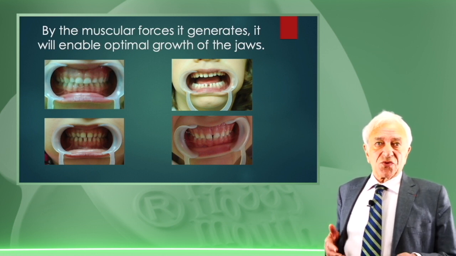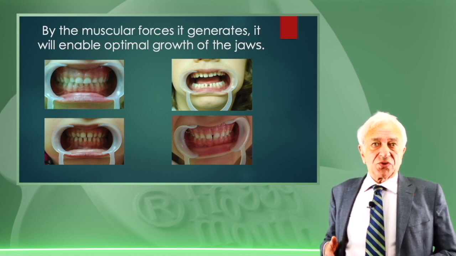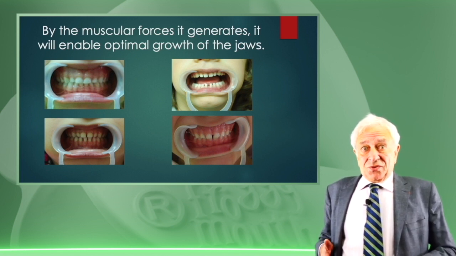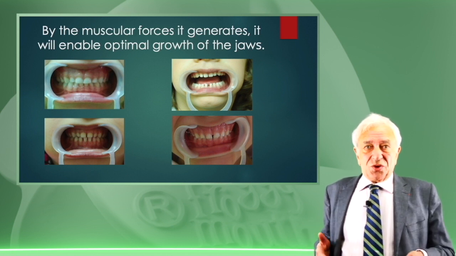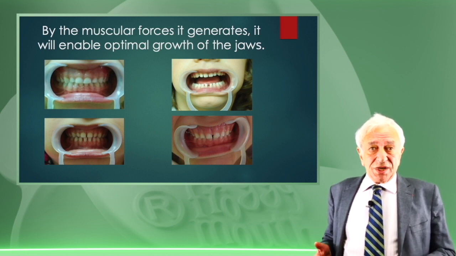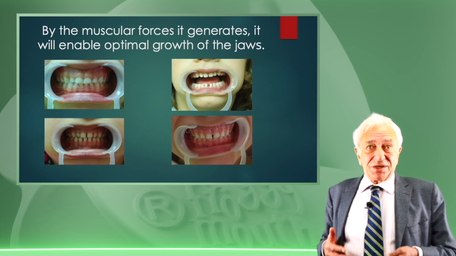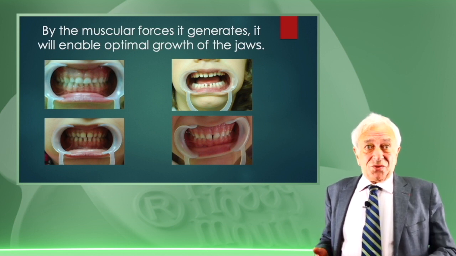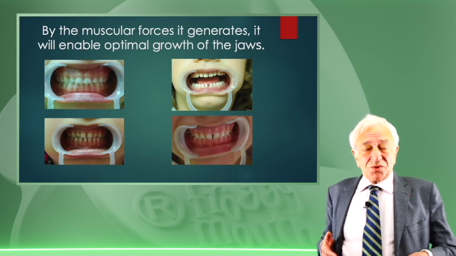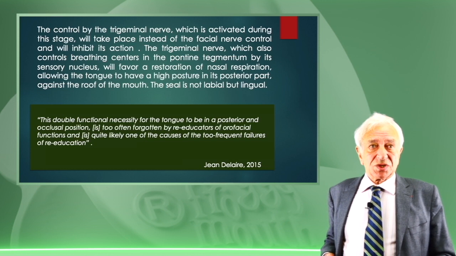And by the muscular forces it will generate, we will have an optimal growth of the jaw. And we must not forget that about one child in two has a good occlusion without any intervention, and we think all children have a problem, but we only see in our offices the children who have a problem. And so it's very important to know that 50% of children will never need an orthodontic treatment.